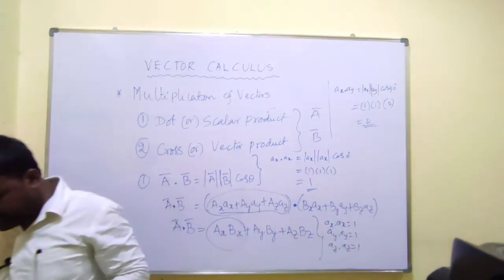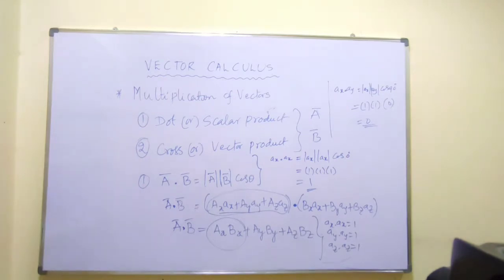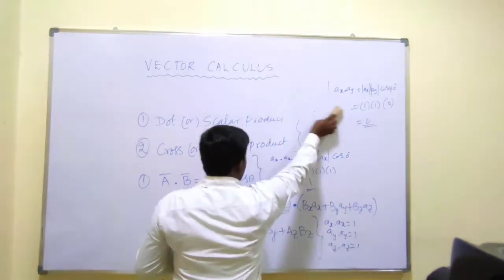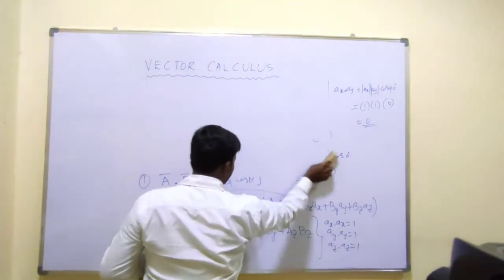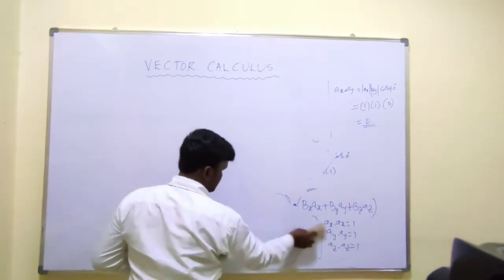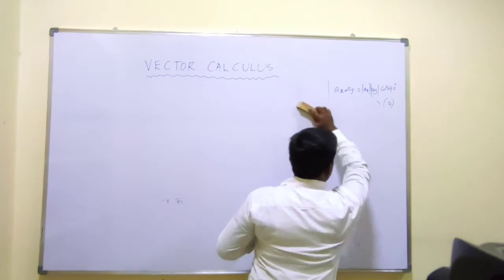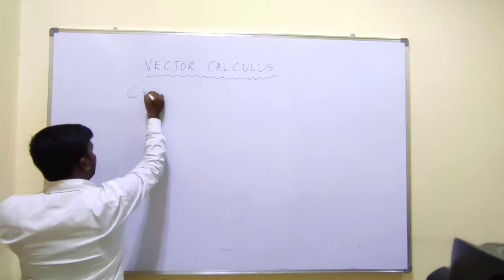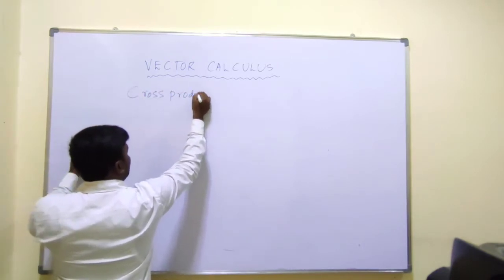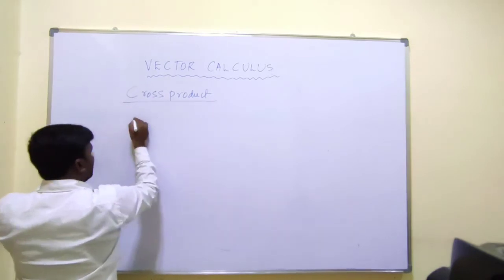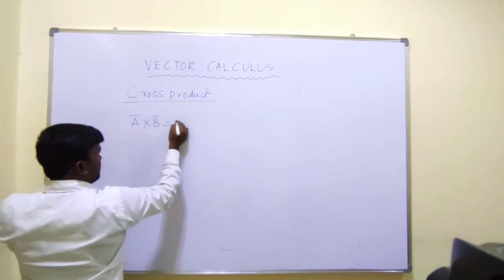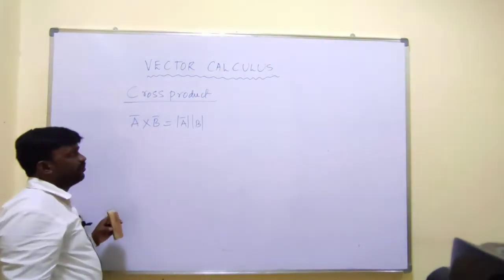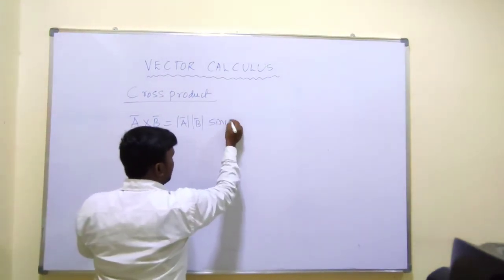Next, move on to what? The cross product. What is the cross product? The cross product of vectors A and B is given by A bar cross B bar is equal to mod A mod B bar sin theta n.